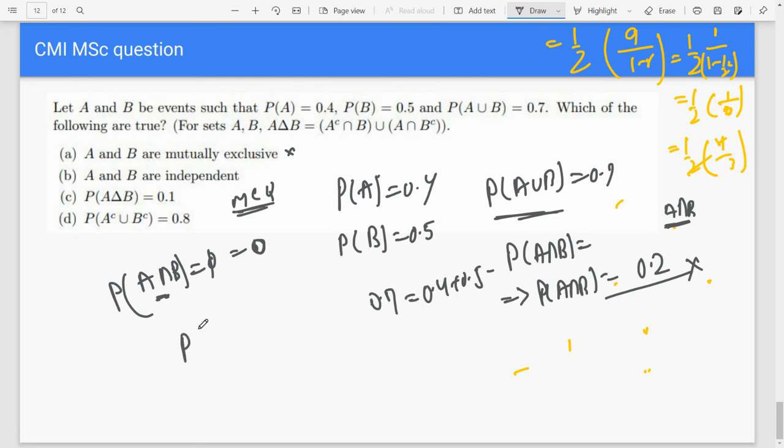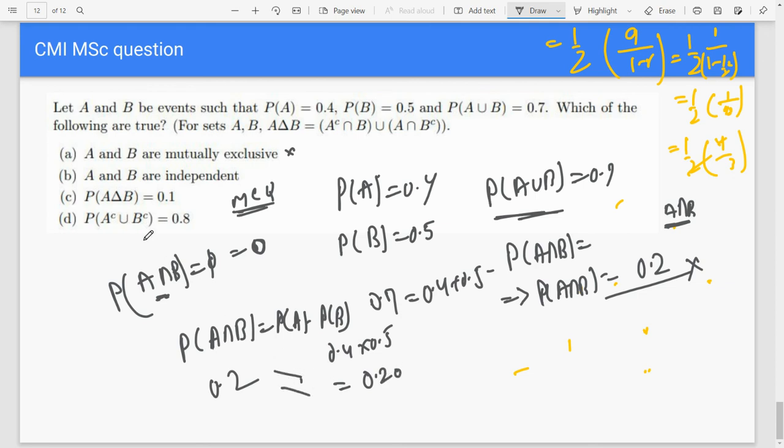So A and B are independent means probability of A intersection B is equal to probability of A times probability of B. Okay, so probability of A intersection B is 0.2. And probability of A times probability of B is 0.4 times 0.5, which is equal to 0.20. So both the probabilities are equal, so this option is correct, and they are independent events.